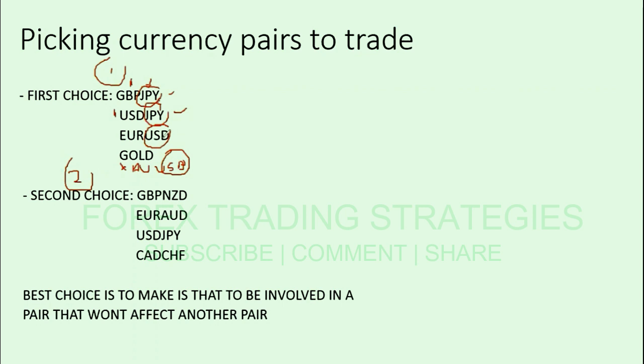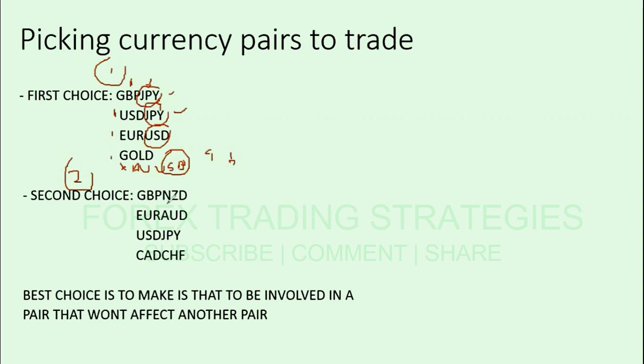So now let's look at the euro US dollar and gold. We've got the US dollar and gold, XAUUSD, meaning that if we buy euro US dollar and we buy gold, we're selling the dollar. If the dollar gains strength, both our trades are more likely to be in negatives. Okay, I believe you saw that.